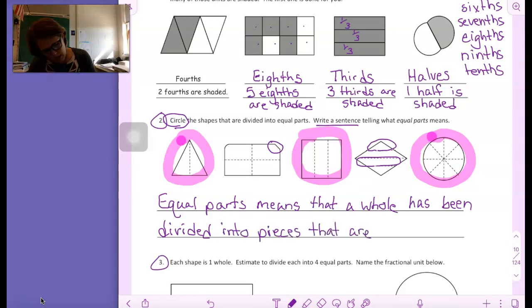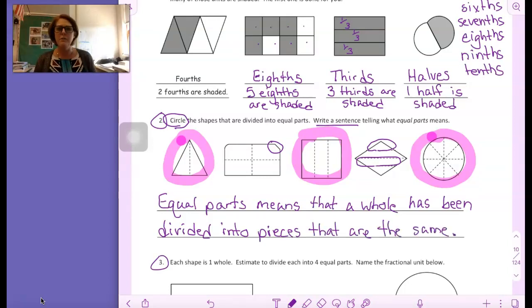that are the same. Think of that pizza you get for dinner on a Tuesday night because nobody wants to cook, right? We want that pizza to look like this, where all the slices are equal. We don't want one person to have a big slice and somebody else to have a little slice. We want all the parts to be the same.